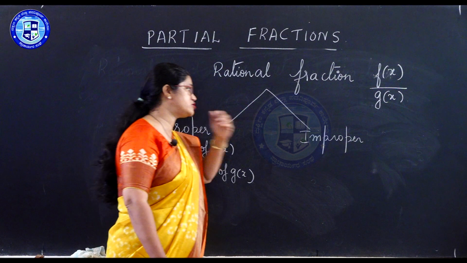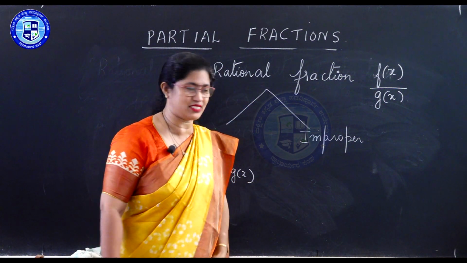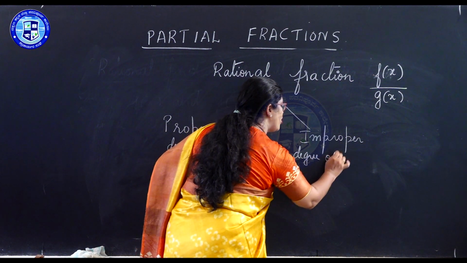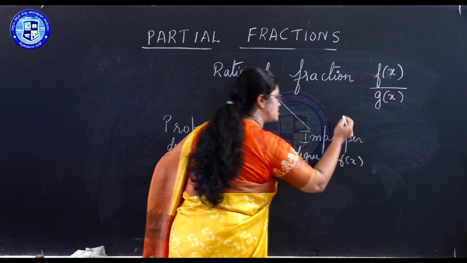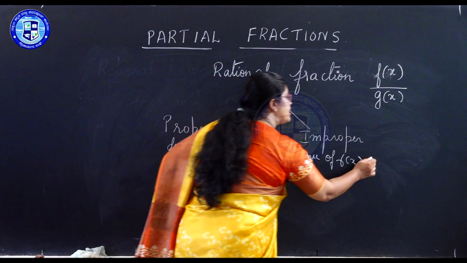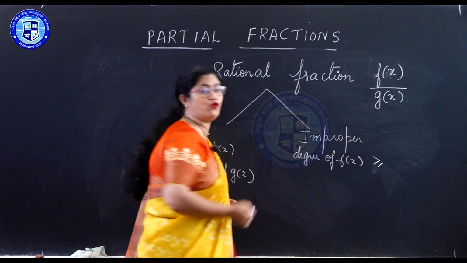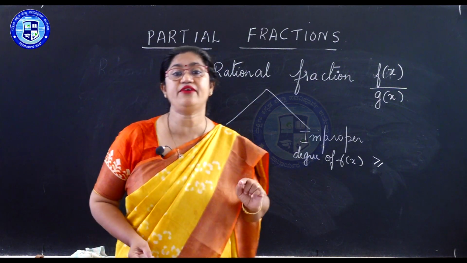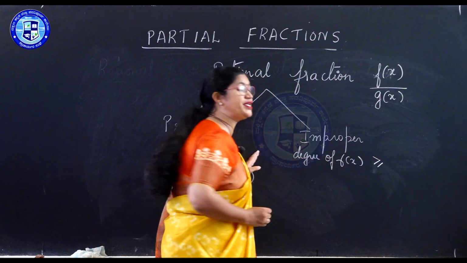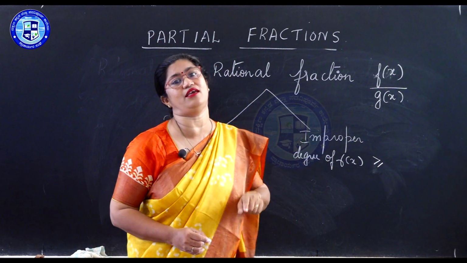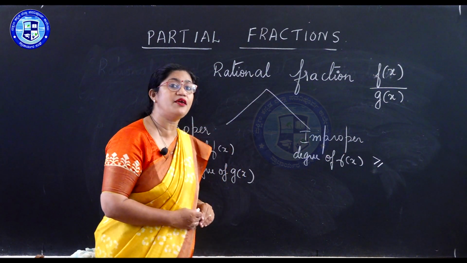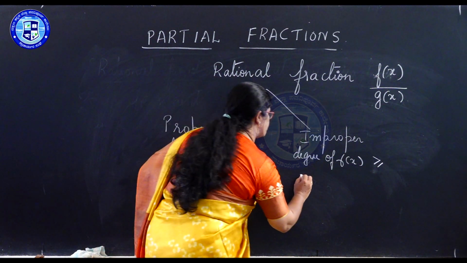Now come to the next one, improper. I am sure you would have guessed the definition now. The degree of f of x will be, please note this, greater than or equal to, please note this, even if it is equal to, the degree of g of x. If the degree of the numerator is greater than or equal to the degree of the denominator, then it is called an improper rational fraction.